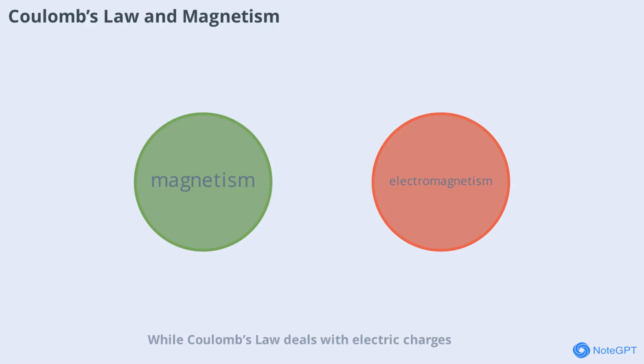While Coulomb's law deals with electric charges, it's closely related to the laws of magnetism. Moving charges create magnetic fields, and the interplay between electric and magnetic forces is described by the broader theory of electromagnetism. Understanding Coulomb's law is the first step toward mastering these more advanced concepts.